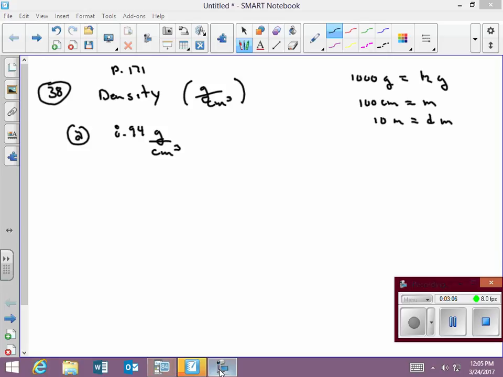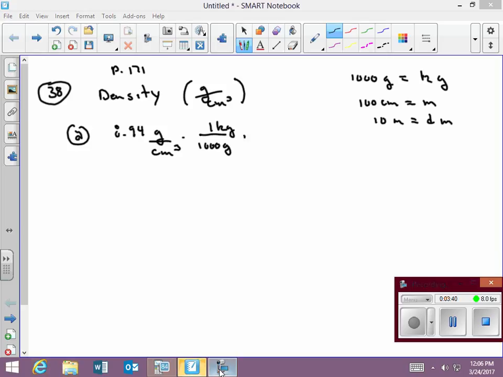So we're trying to go for, let's see, what is it? Trying to do it kilograms per decameter. So I'm going to first go grams, do it to kilograms. So there's 1,000 grams, 1 kilogram. So I'll have it in kilograms there.